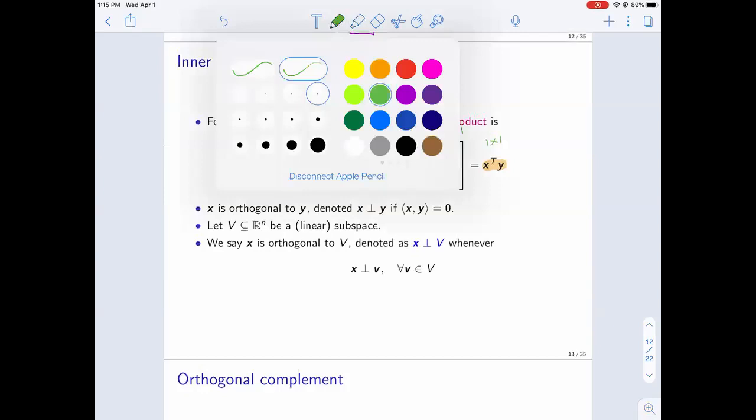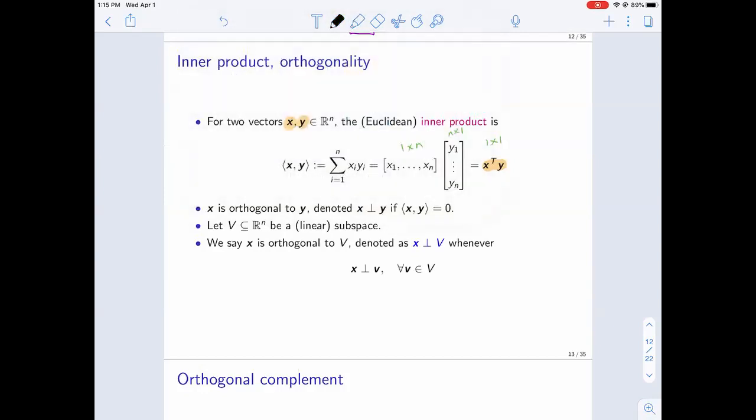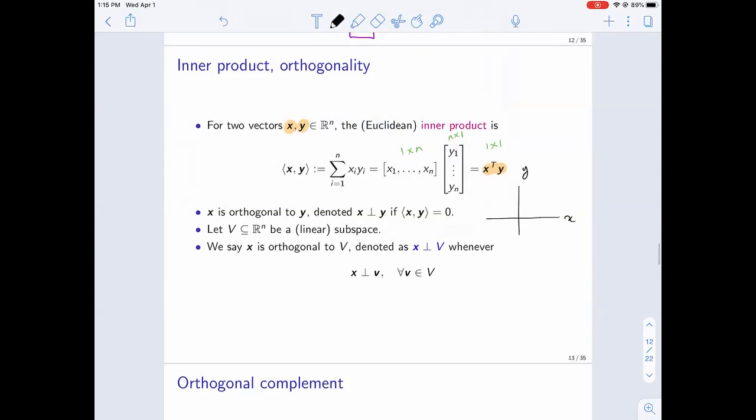The basic example is, can anyone give me a basic example, let's say in R2? What is the most basic example? Two vectors that are orthogonal. 1, 0 and 0, 1. Yeah, so let's say 0, 1 and then 1, 0. These two vectors are geometrically orthogonal, and you can see the inner product is 0. 0, 1 and 1, 0: the inner product is 0 times 1 plus 1 times 0, which is 0. And it also holds for any other choices.